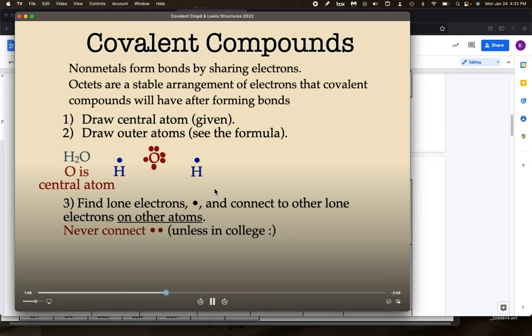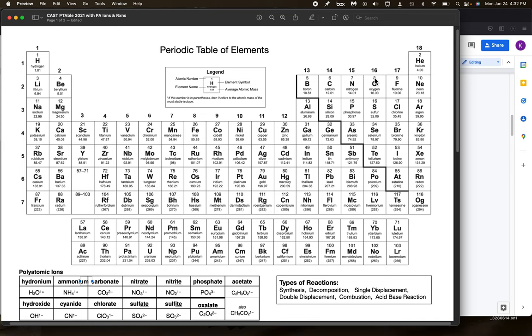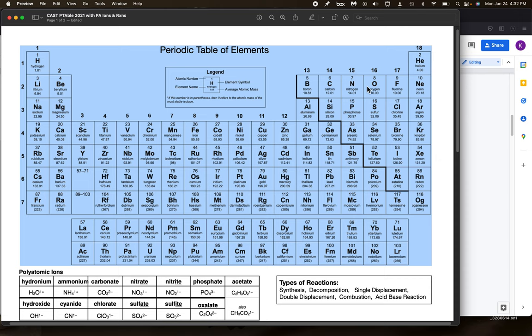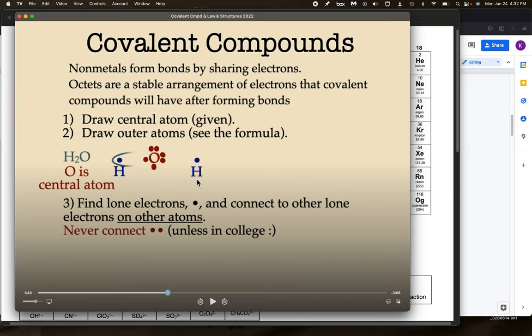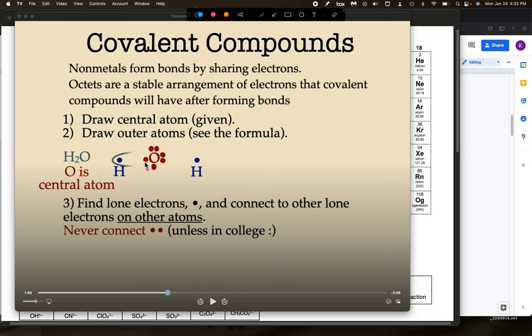Stop that for a second. So 1, 2, 3, 4, 5, 6. And for hydrogen, there's only 1. So that's where these dots came from. And then your job is find the lone electrons, right? Which is here, and here, and here, and here, and connect them to other lone electrons on other atoms.